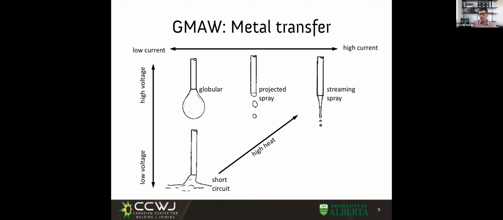Every time we think about voltage in arc welding, we have to think the most important aspect of voltage is the arc length. It is about arc length. So if I have low voltage, I'm going to have a short arc, right?